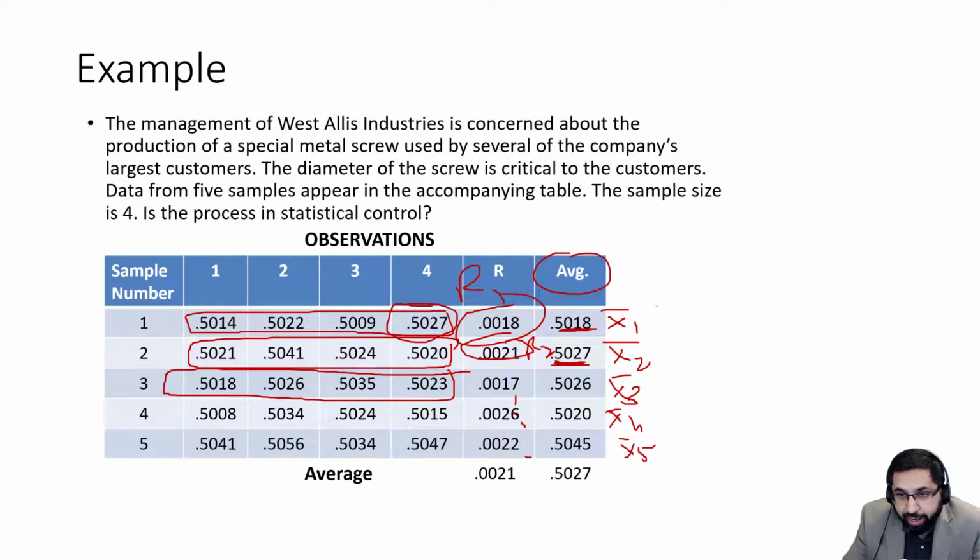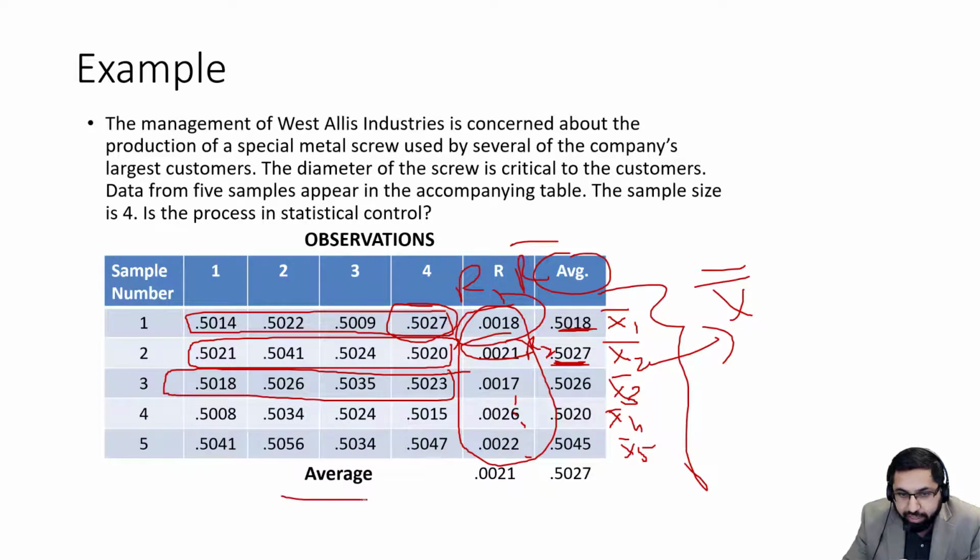Now, if I take an average of these 5 X bar values, I'll get X bar bar. And the average of these range values will be R bar, which is exactly what I've done here. So 0.021 is the average of the range values, so it's R bar. And 0.5027 is the average of these averages, so it is X bar bar.